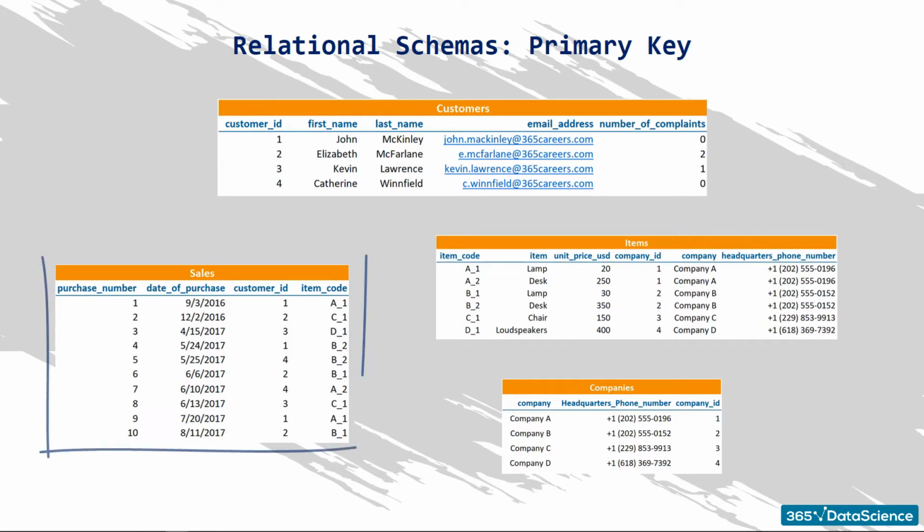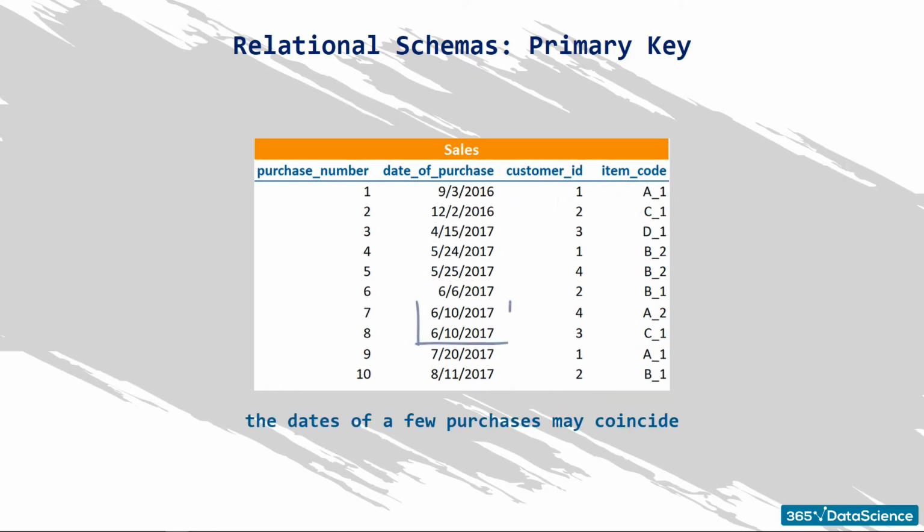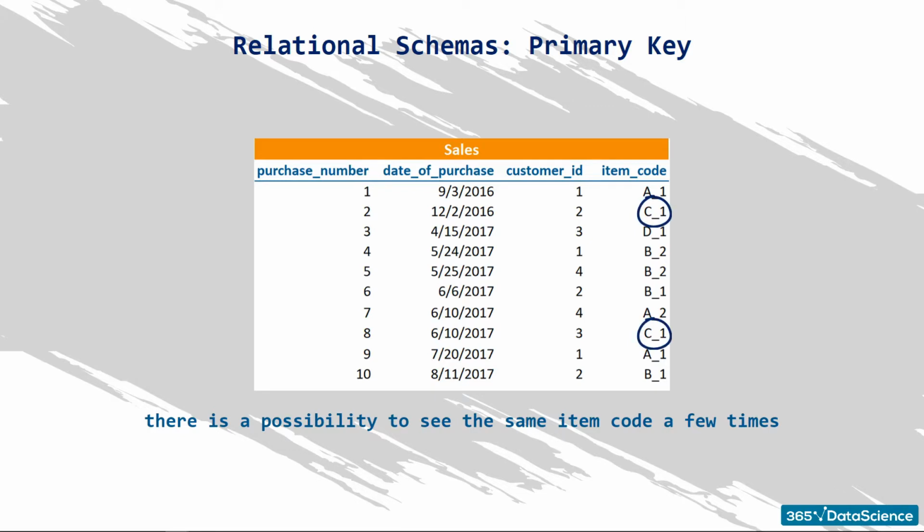We care about the sales per customer of our company, and that's why we have a sales table. It tells us the number with which each purchase was registered, the date of the purchase, the respective customer ID, and the item code. So, in this table, the dates of a few purchases may coincide, because it is normal to sell some of the same goods in the same day. Analogically, in the third column, the ID of a customer may appear a few times, given that some customers make more than one purchase. People may have bought many units of the same product. Hence, there is a possibility to see the same item code a few times in the last column.